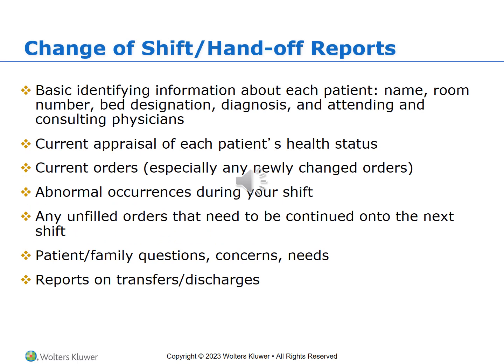Change of shift handoff report begins on page 540 and continues into page 542. So this report is giving you the basic information needed to care for your patient. So patient's room number, diagnosis, attending that's caring for them, their health status, current orders, any abnormal findings during your shift, any unfulfilled orders such as labs that may need to be drawn or awaiting a result from a lab, any questions or concerns from the patient or family, and any plans for discharge or transfer.